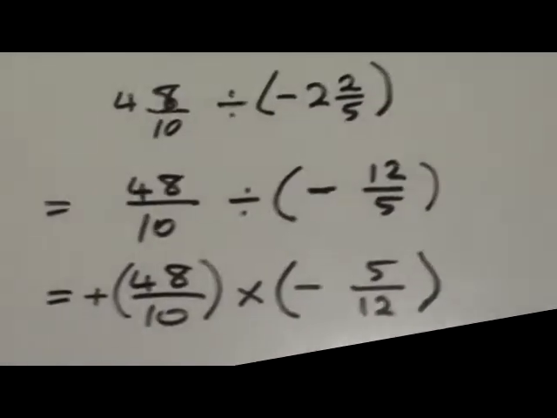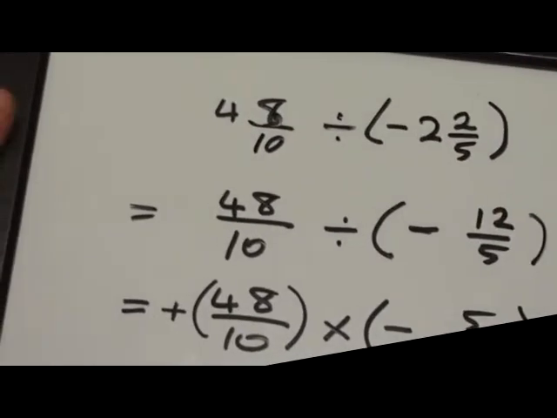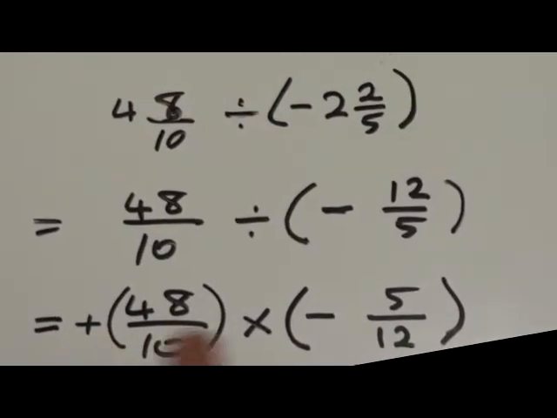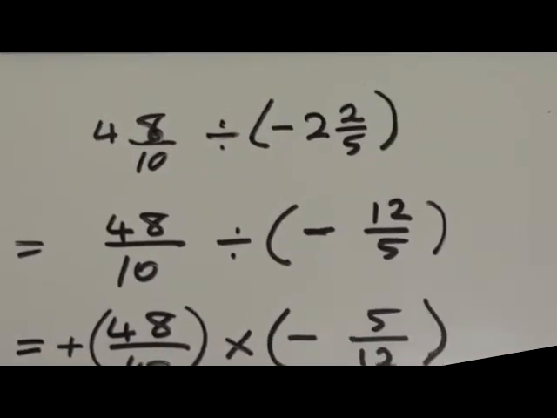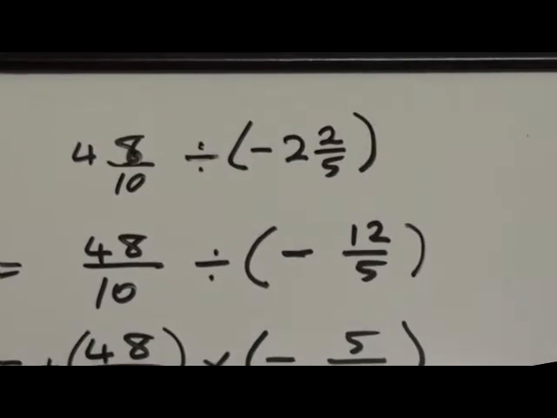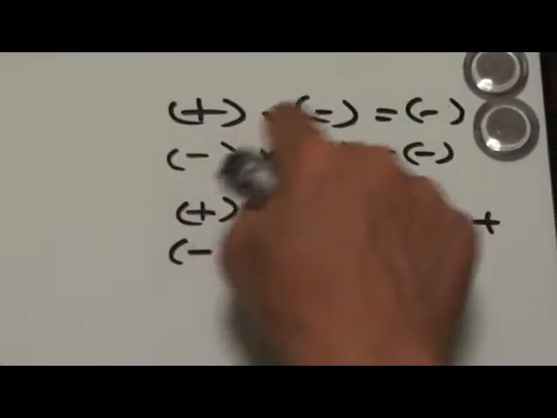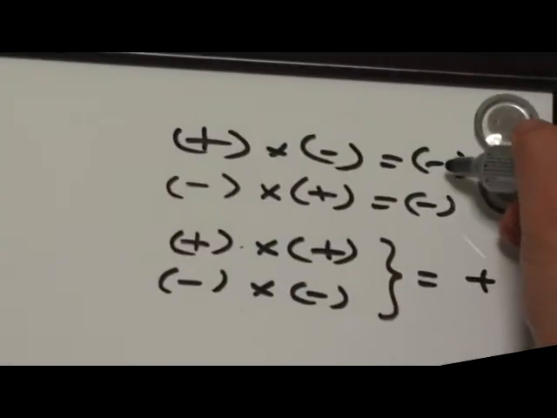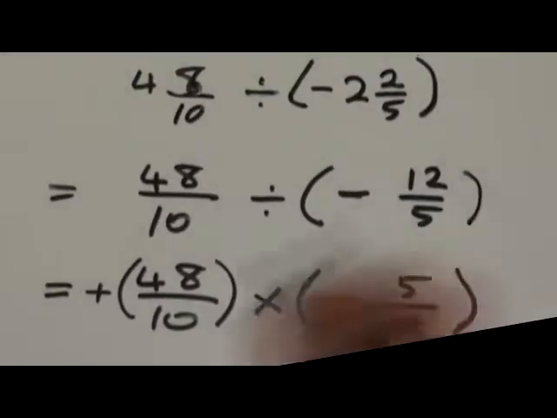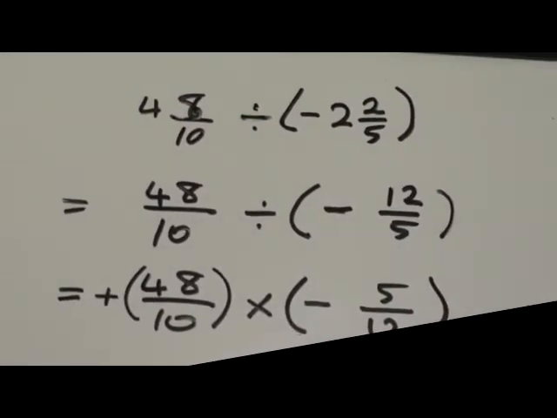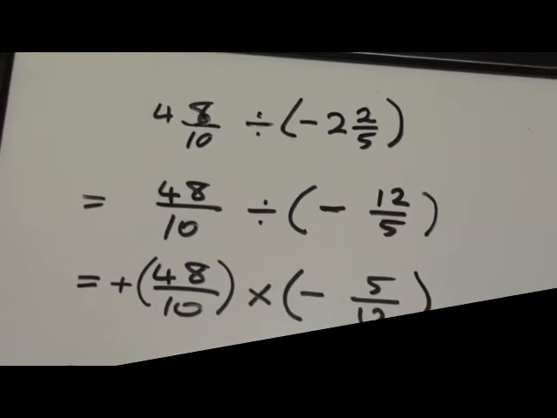So back on our problem, we have now a positive multiplied by a negative. My answer is going to be a negative. So over here, I now put straight away my answer as being a negative. Why did I do that?